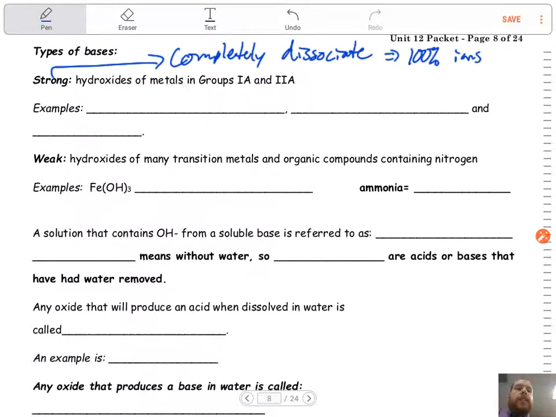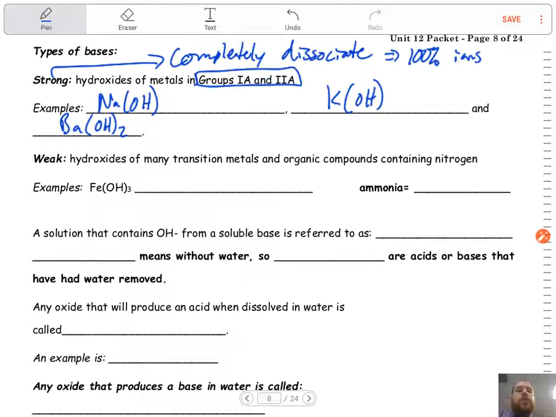So for bases, if you have a metal that's in group 1 or 2, so 1A and 2A, guys, it's group 1 and 2. So lithium, magnesium, beryllium, calcium, strontium, potassium, sodium, rubidium, barium, cesium, francium, radium, those ones, it's a strong one. So we could have NaOH, sodium hydroxide. I'm not going to write the names in, you guys can. We could have potassium hydroxide. We could have barium hydroxide, okay? So those ones are your strong bases.